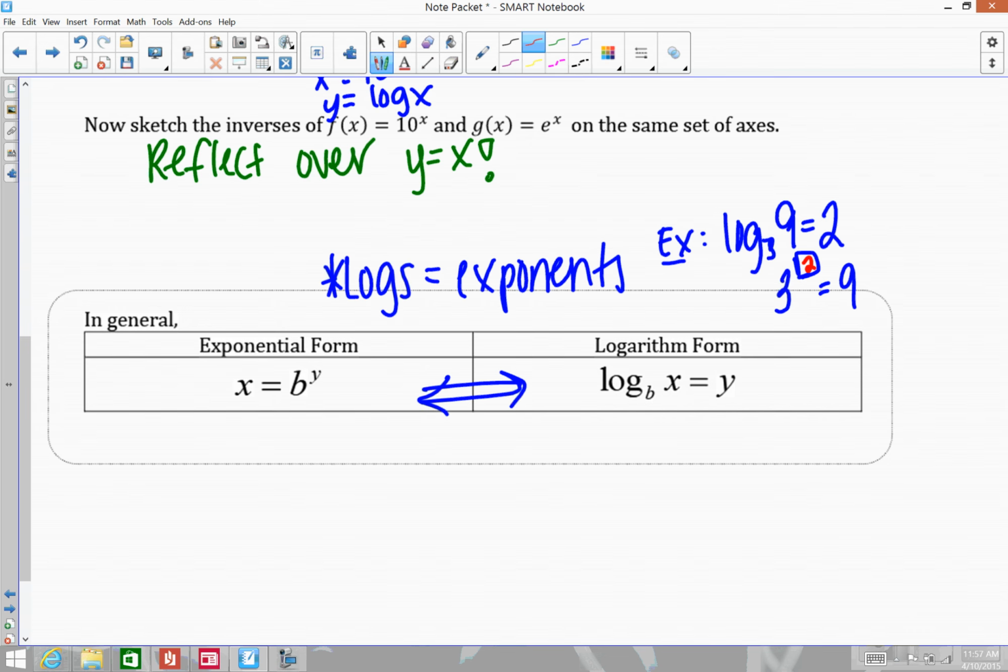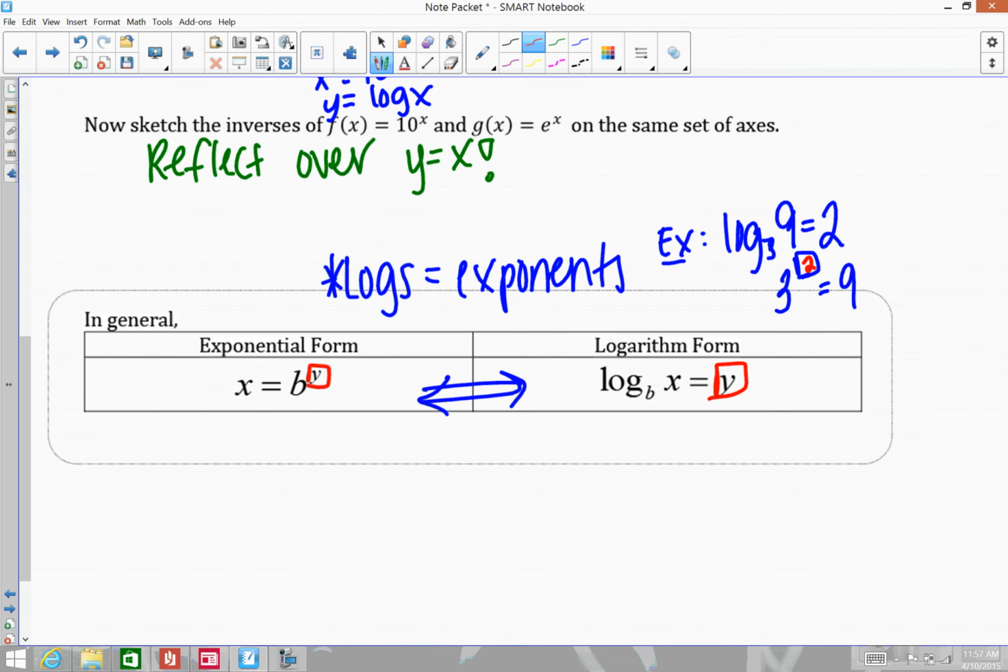So basically, when you're looking at this form, you can go from exponential form to log form or vice versa. So x equals b to the y. The base is the b, and it's the same over here, the base of the log. So if you notice, see how the exponent is really what the log equals. So what power do I have to raise this b to get x? So b to what power gives me x?